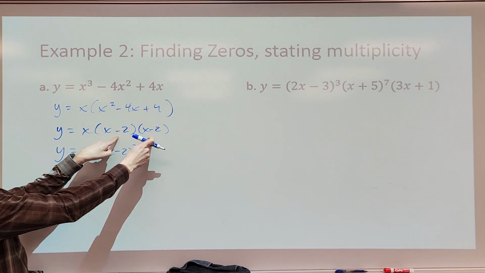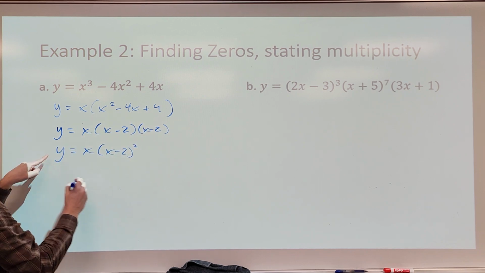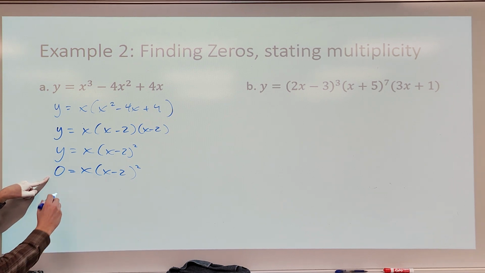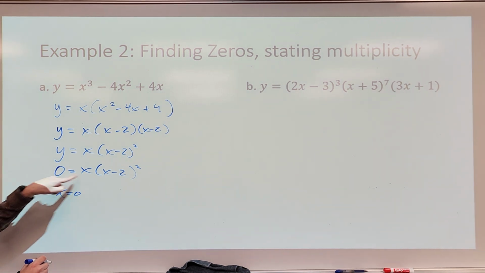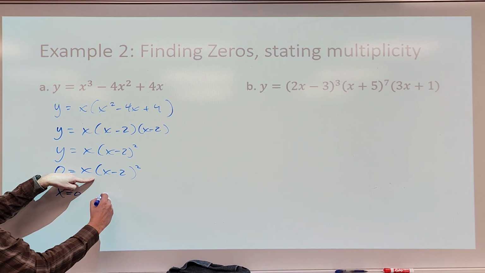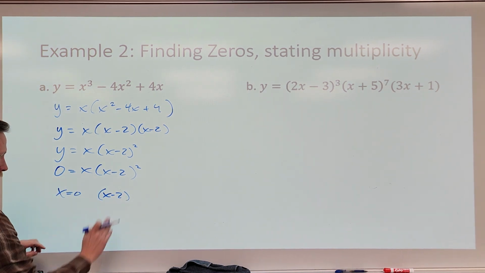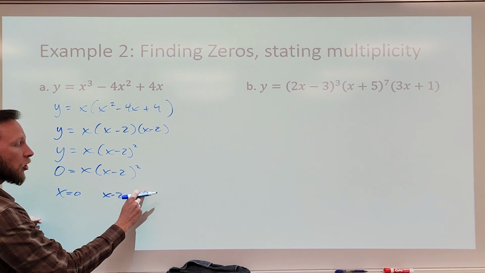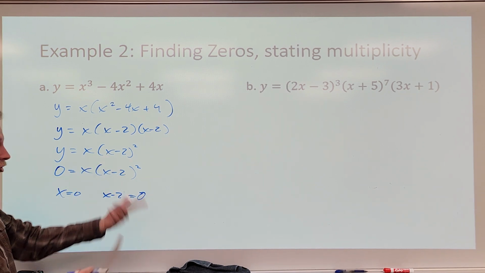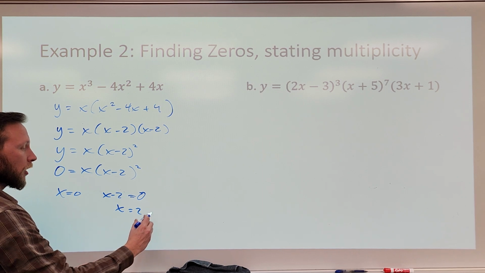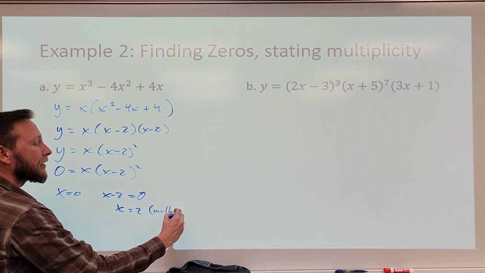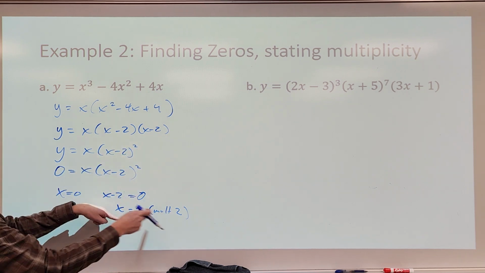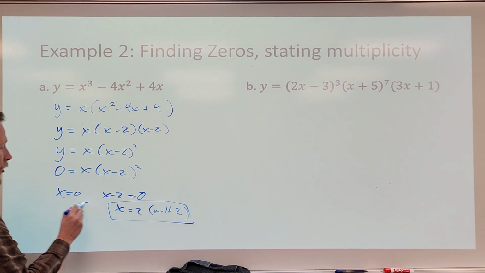So since this is a repeated factor, if I'm solving this equation, trying to find the zeros, I know that x equals 0 because of this factor, and I know that x minus 2 is equal to 0 twice. I do not want to solve this equation twice, and so I'm not going to write it twice. Instead, I'm going to write x equals 2, but with a multiplicity of 2. This is happening twice, and so we're going to give this as a 0 and that as a 0, x equals 0.